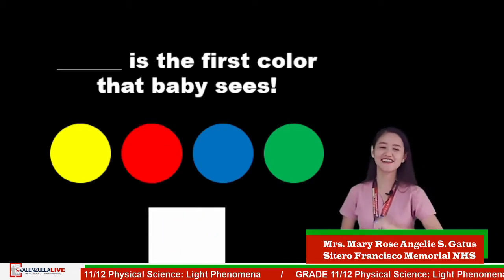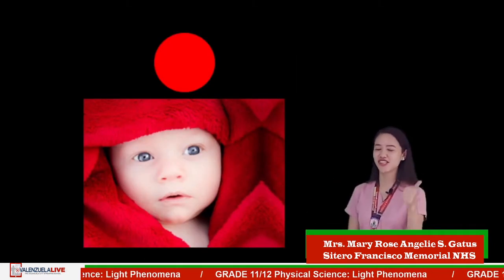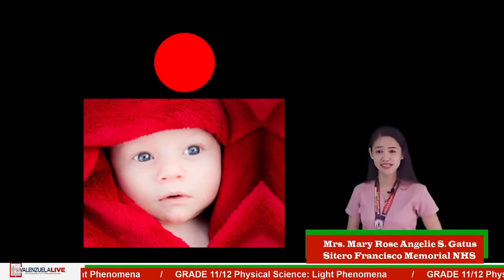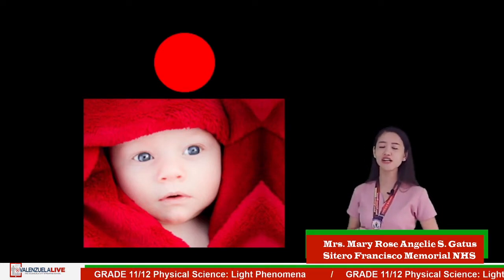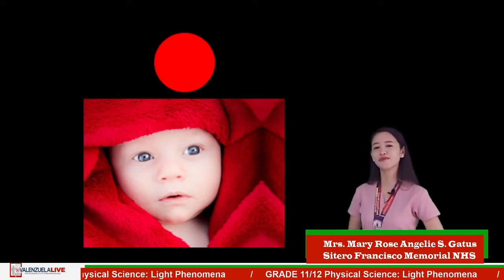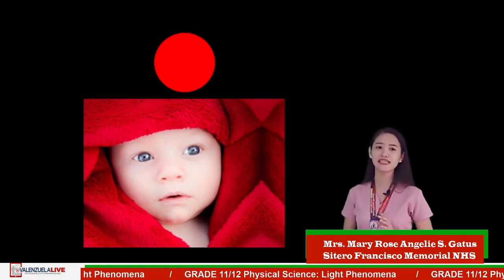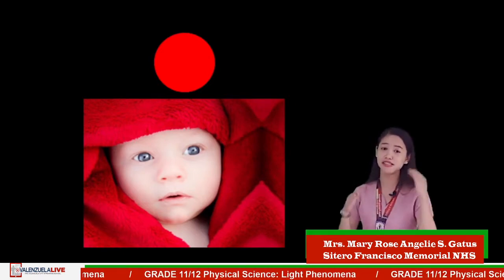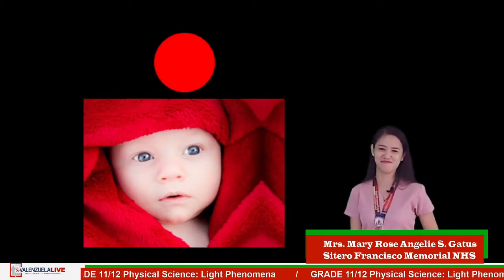Time's up. The answer is red. Good job. According to studies, infants as young as 2 weeks of age can already distinguish the color red. Probably because red has the longest wavelength among colors, making it the easiest color to process by the developing receptors and nerves in the baby's eyes.